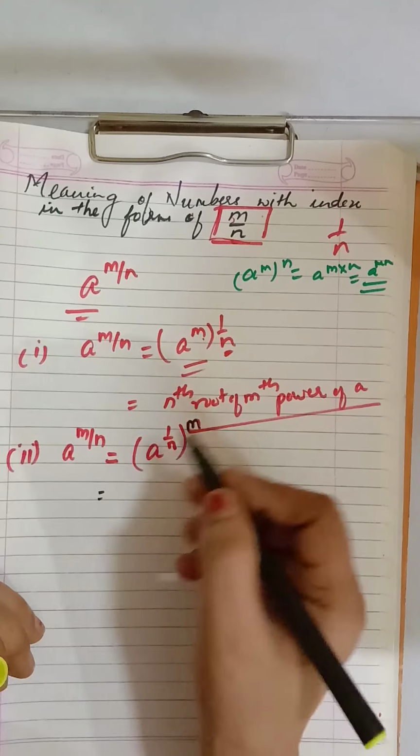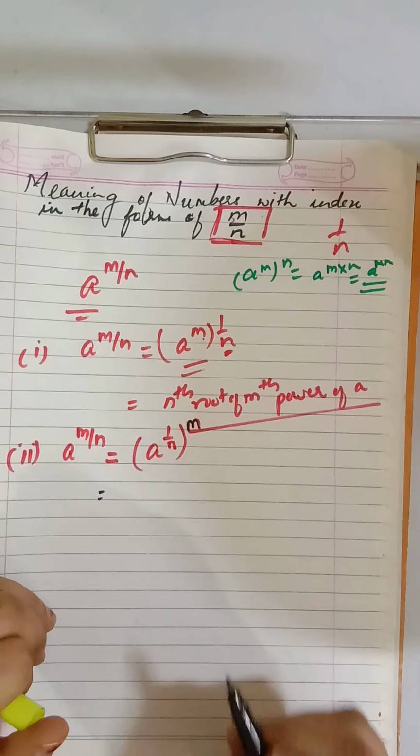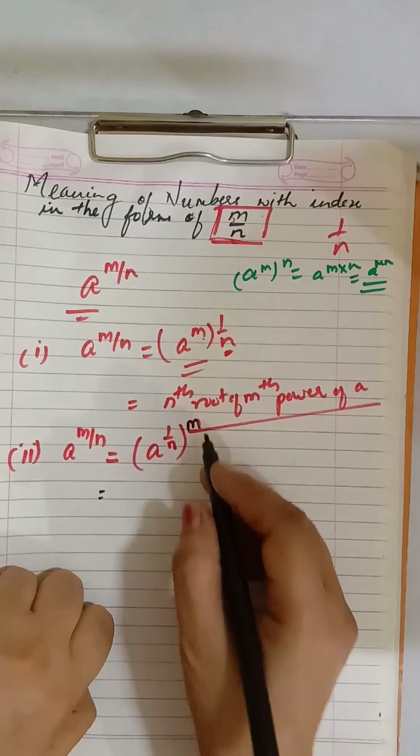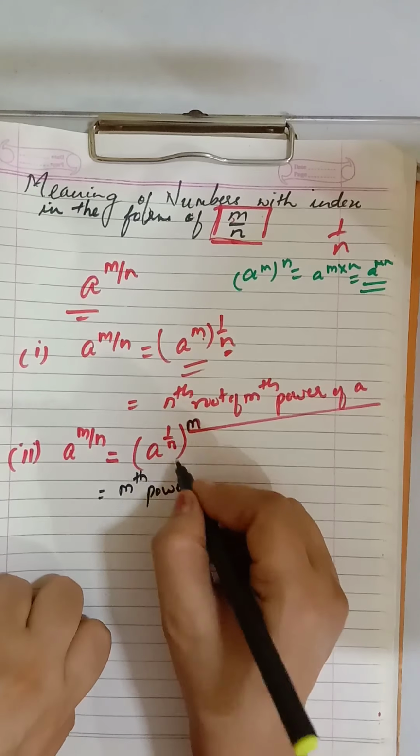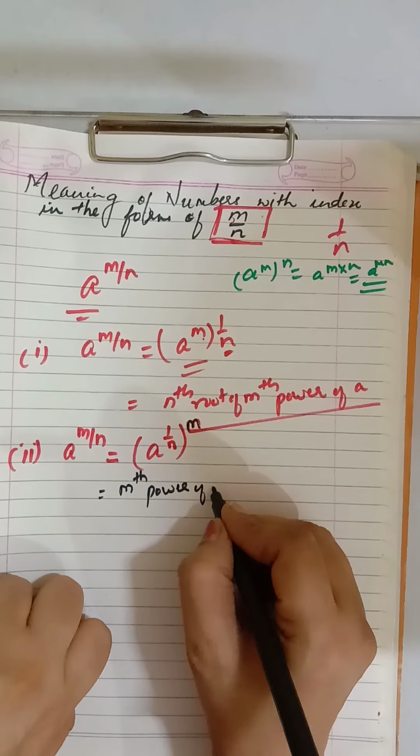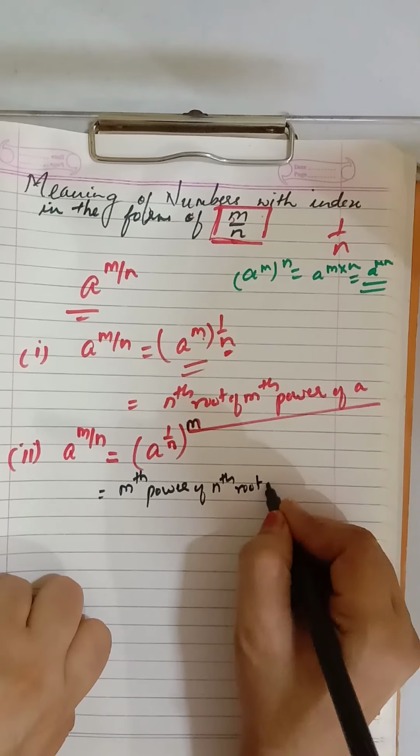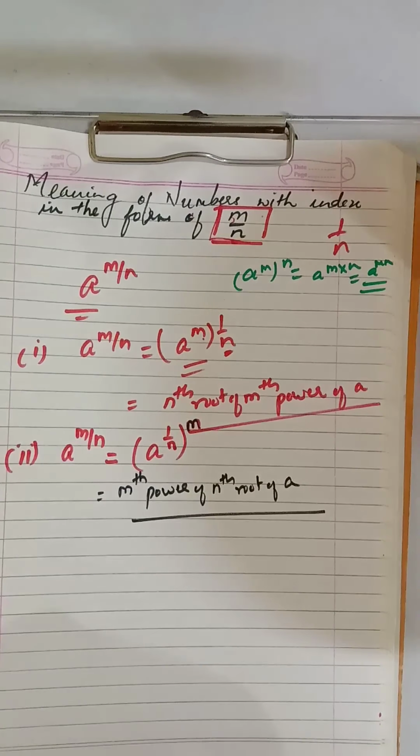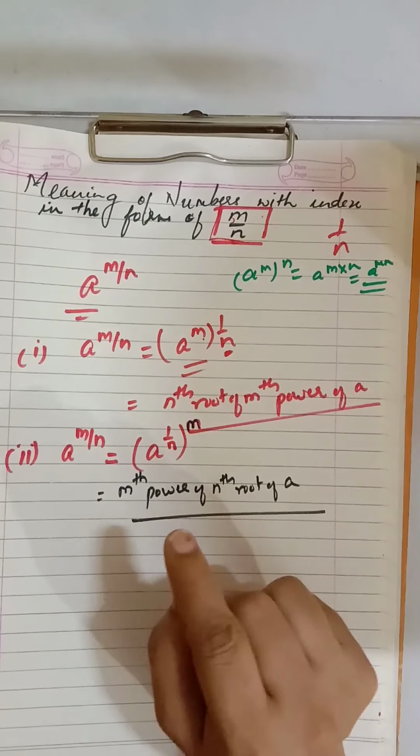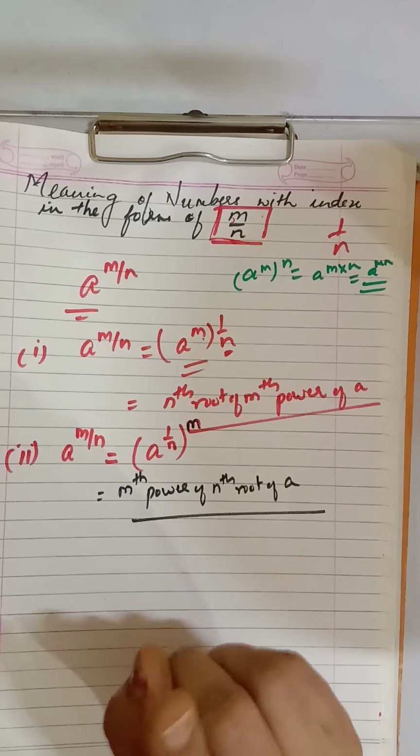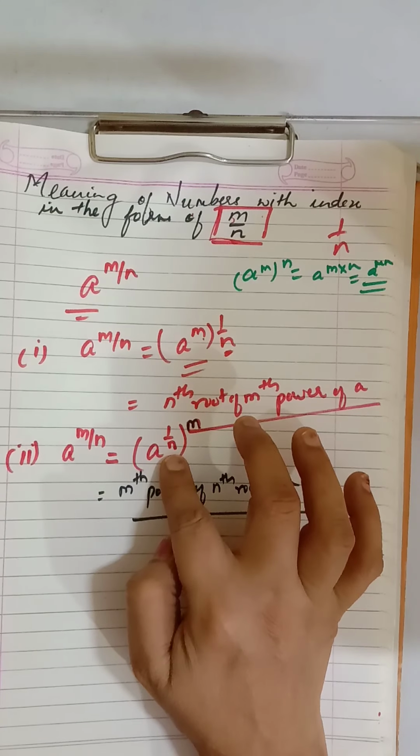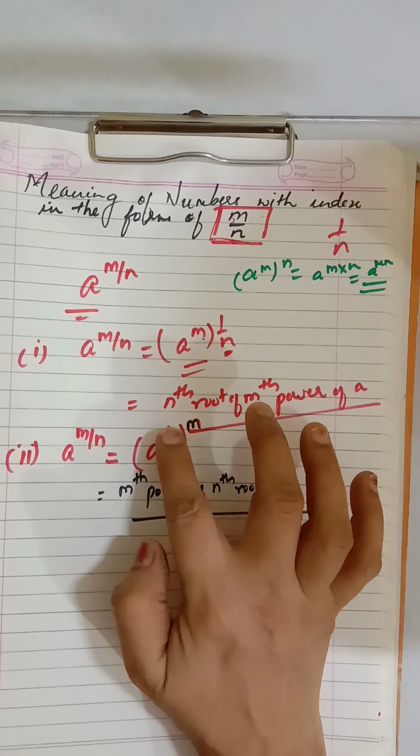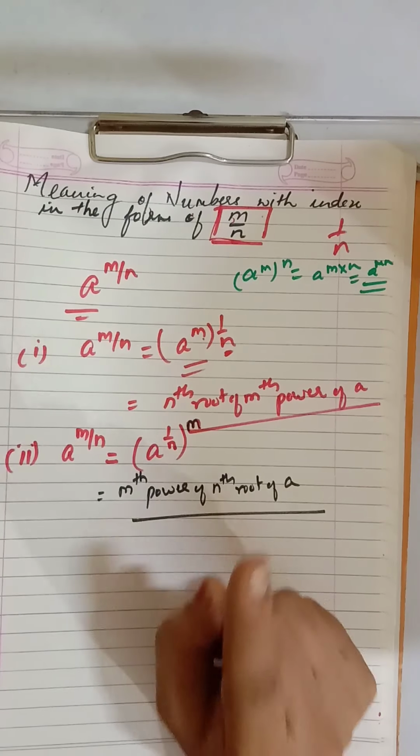Now here, children, when we write it in words, this will become the mth power of 1 upon n, which means the nth root of a. Okay, the mth power of the nth root of a. Clear, children? It is a little confusing, but just remember that whatever number is in the denominator represents the root, and the numerator number will represent the power, or you can say the exponent.